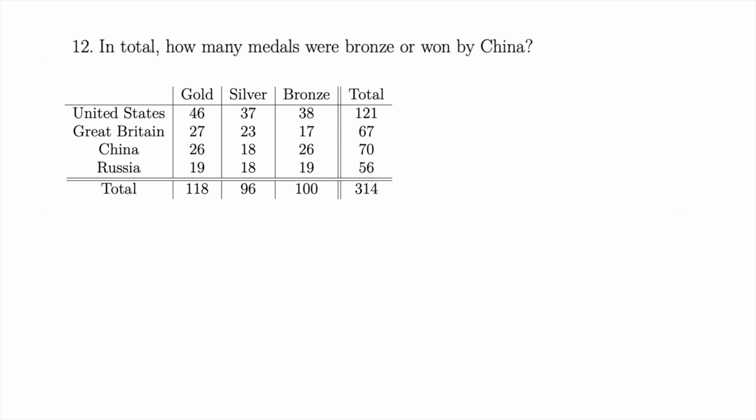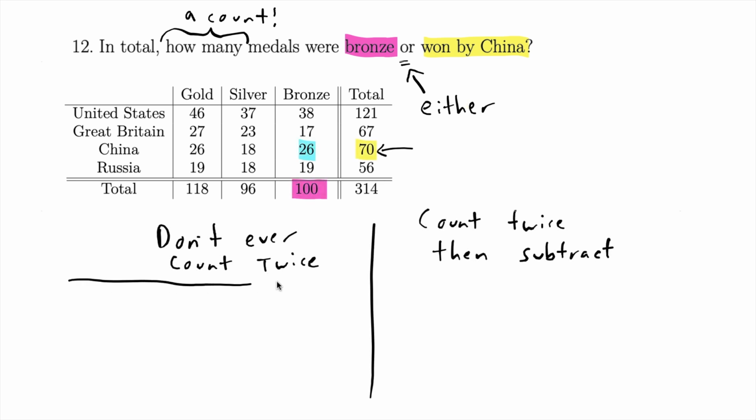So now we're asked in total how many medals were bronze or won by China. It's not asking for a proportion or a probability. It's just asking for a count. And if they were bronze, we're going to include them. And if they were won by China, we're going to include them. And we want to be sure that we don't count twice. There's really two ways you could find the answer to this problem, and I'll show you them both.